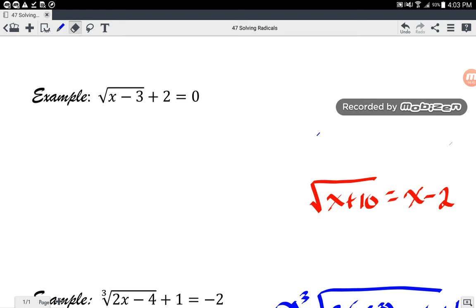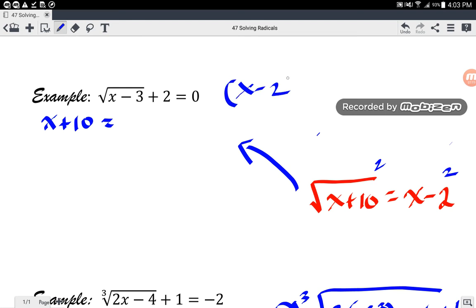So you already have the radical isolated on one side of the equal sign. So you're going to apply the power rule, square both sides, and I'm going to move my answer over here. On the left-hand side, when I square a square root, that cancels out, so I'm left with x plus 10. On the right-hand side, when I square x minus 2, I'm multiplying x minus 2 times x minus 2, which becomes x squared minus 4x plus 4.